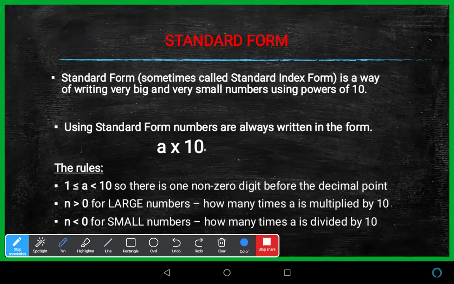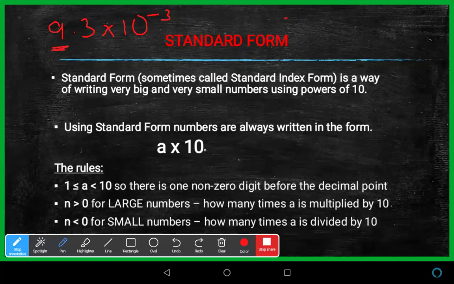Now, next, for example, the number is 9.3 multiplied by 10 raised to the power minus 3. When there is a negative power, this means the number is smaller. As you see in rule number 3, when n is less than 0, the number will be smaller. So you just need to write 3 zeros before 9. We remove the decimal point from here and write the decimal point after 10. That's it. 0.0093 is your final answer.